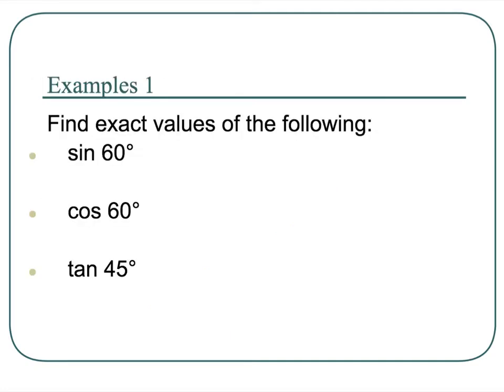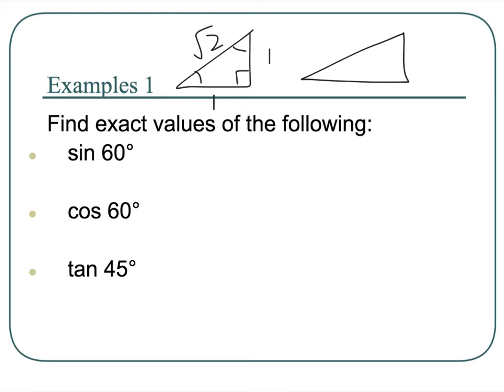So let's practice with that, shall we? We're going to involve our special right triangles. So if you remember, if it's a 45, 45, 90, it's 1, 1, and root 2. And then if it's a 30, 60, 90, it's 1, root 3, and 2. Okay? So we'll use those as our reference.